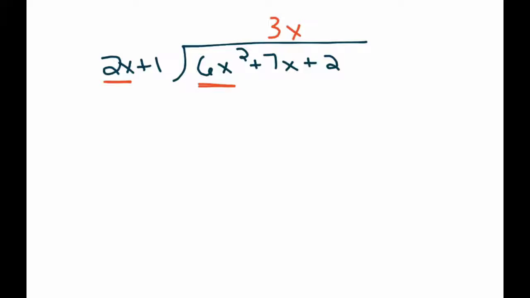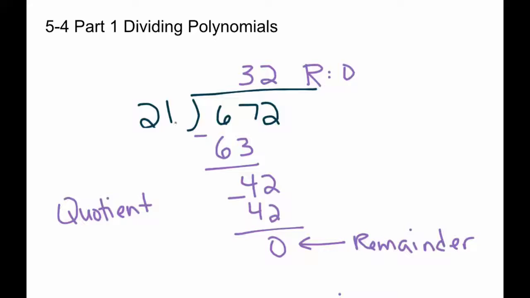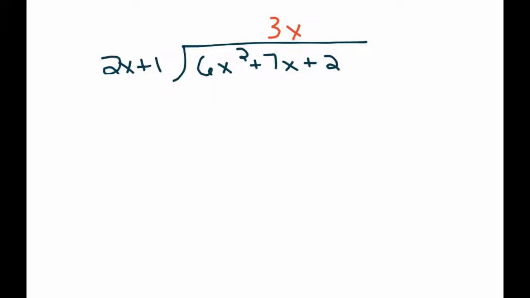I want you to notice where I wrote the 3x, because that's really important. I wrote it over the second term. It kind of works the same way here. Notice where I wrote this initial 3. I wrote it over the 7 and not the 6. Okay, so now when I multiply 2x plus 1 times 3x, I get 6x squared plus 3x.